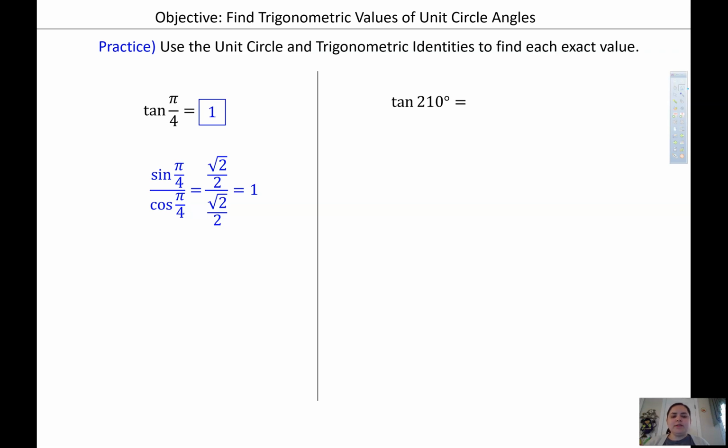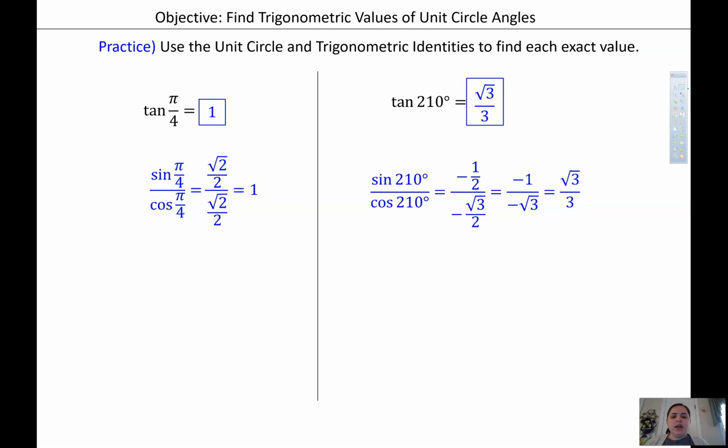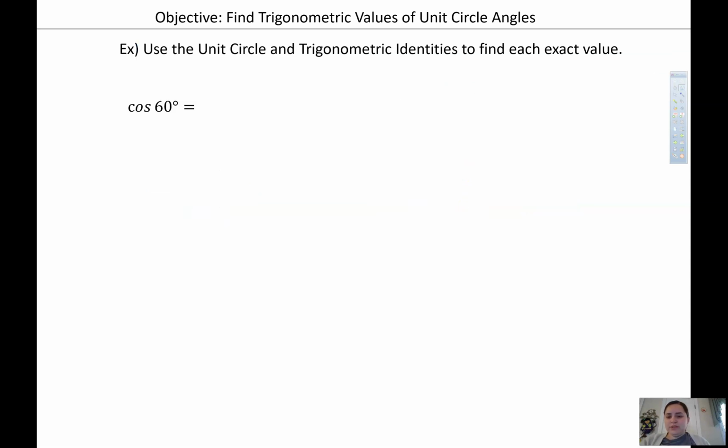Okay, hopefully you paused it. So here's the solution. Tangent of 210 is actually in quadrant 3. So in quadrant 3, your coordinates are negative root 3 over 2 and negative 1/2. And in quadrant 3, tangent is the one that's positive. Everything else is negative. So you can see sine is negative, cosine is negative. Okay? All right. This one's just the basics.